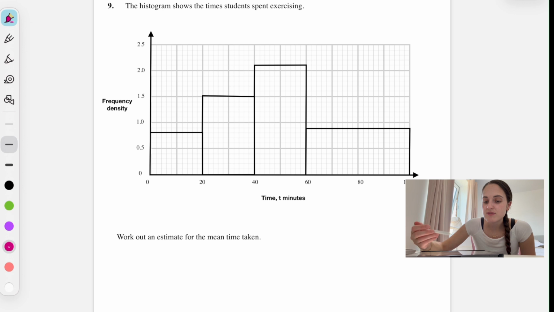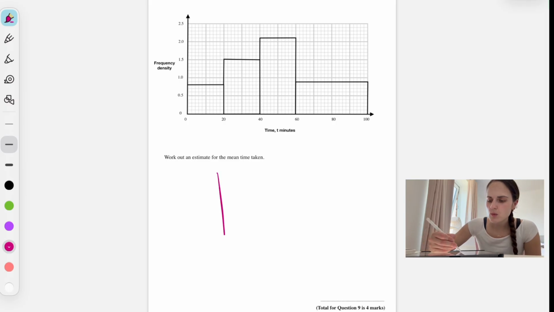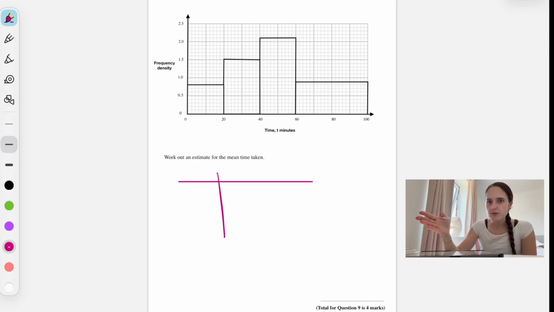This next question here, we have the histogram shows the time students spend exercising. We need to work out an estimate for the mean. So to work out the mean from a histogram, we kind of need a frequency table because we need to use the method where we do the midpoint times the frequency, add them all up, add the frequencies all up and divide them by each other. So I'm going to draw up a table.